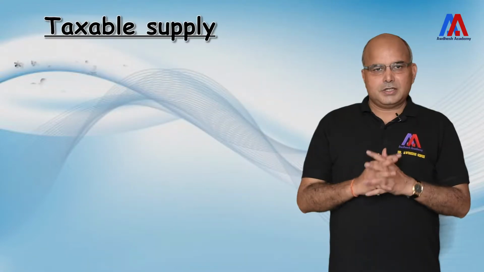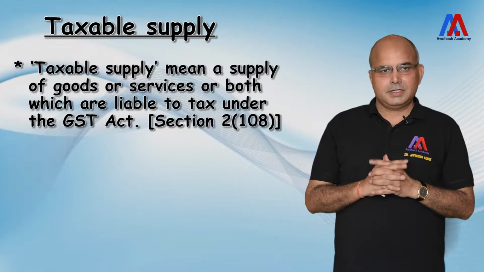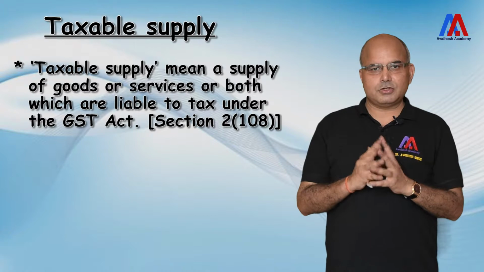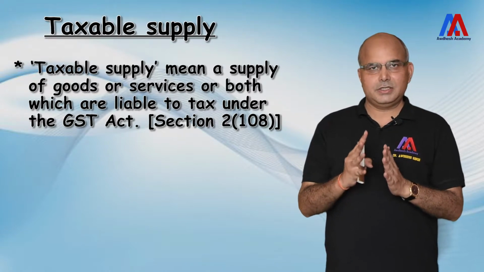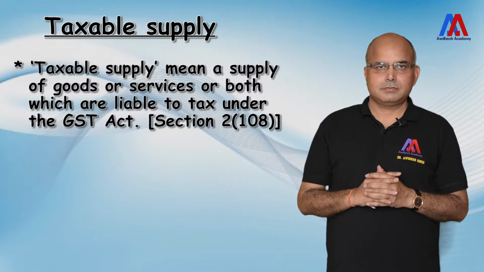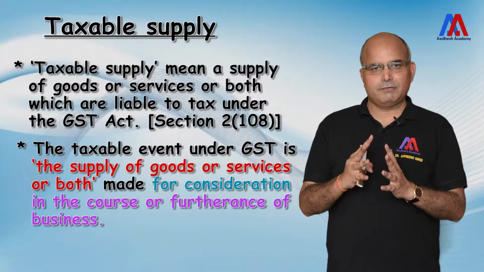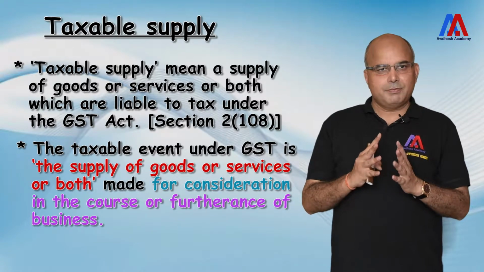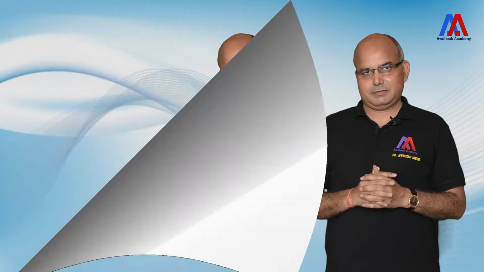Tax. Section 2(108) defines taxable supply to mean supply of goods or services or both which are liable to tax under the GST Act. So we can say that the taxable event under the GST is the supply of goods or services or both made for consideration in the course of furtherance of business.